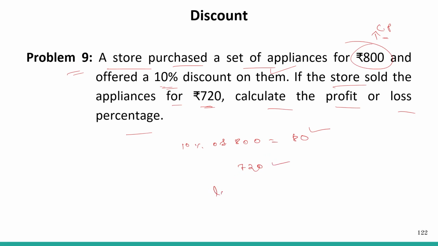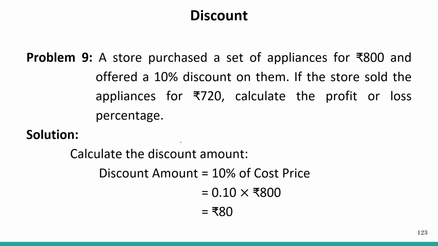So the loss will be discount amount, that is equal to 80 rupees. Okay, so in percentage, how much is it? 80 by, so cost price was 800 into 100, right? So cancelling the zeros from numerator and denominator, what you are left with is 80 by 8 is equal to 10% loss. Okay, so what we have got here is 10% loss. So calculate the discount amount.